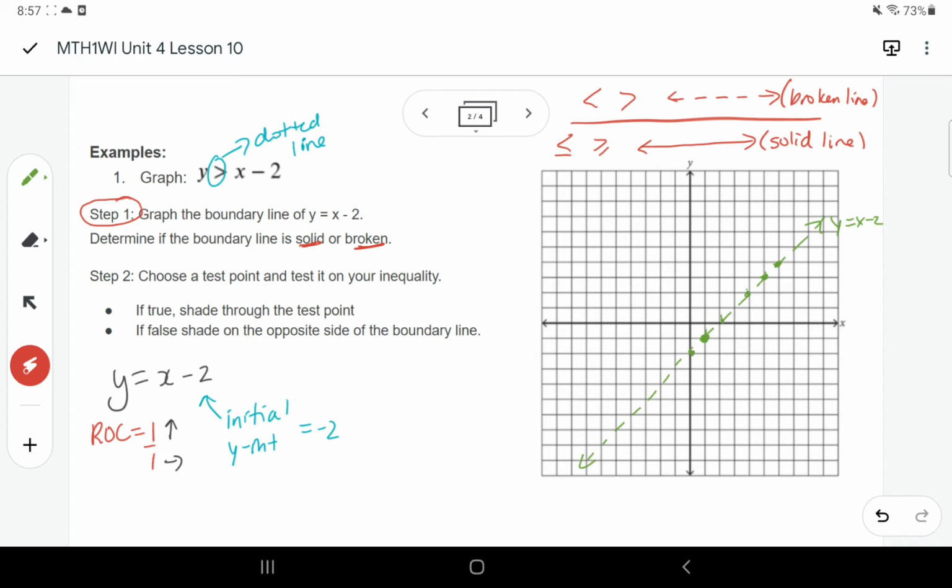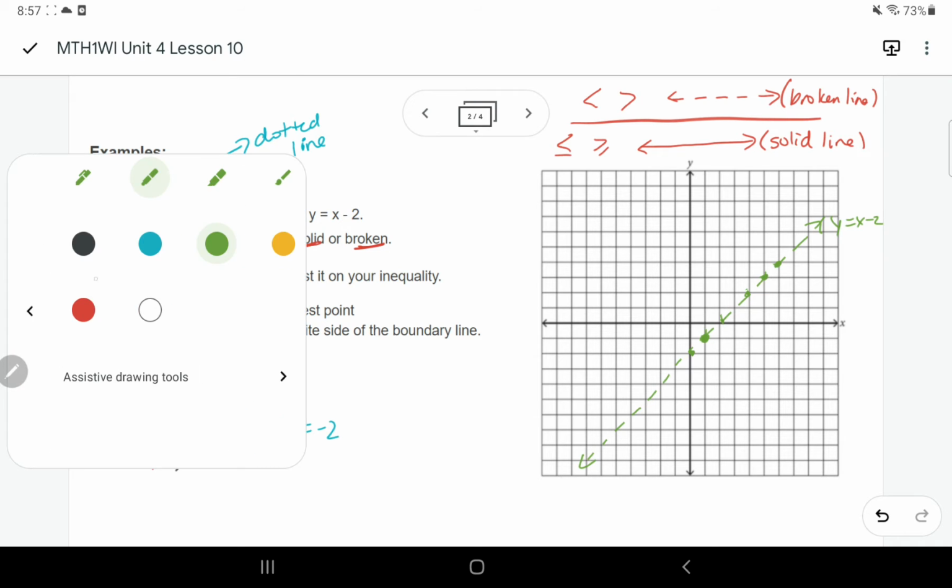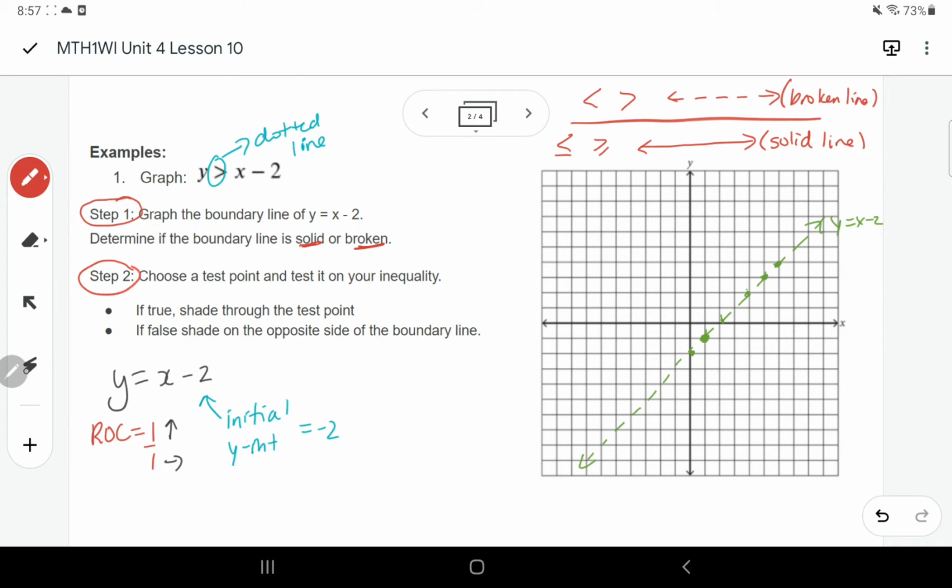The second step, step 2 here, just to highlight this, we're going to choose a test point and test it on my inequality. So test point.